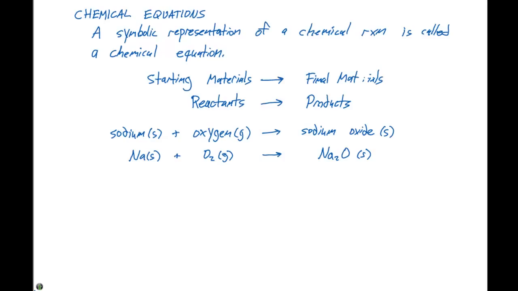But once we represent this chemical equation, we need to balance it. We need to make sure that the number of atoms on the left-hand side is equal to the number of atoms on the right-hand side. In order to do this, we need to put a 2 in front of the sodium oxide, because there are 2 oxygens over here on our reactant side. That leaves 4 sodiums on the product side. On the reactant side now, we need a 4 in front of the Na. So now this equation right here is balanced.